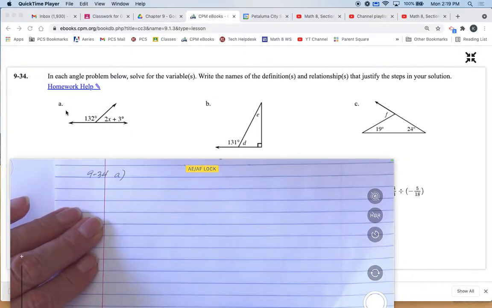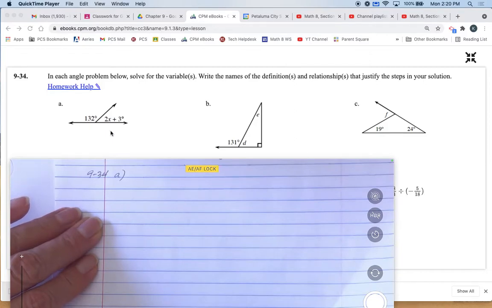9-34, and we're going to start out with A, but let's read the problem first. In each angle problem below, solve for the variables. Write the names of the definitions and relationships that justify the steps in your solution. Okay, so I'm going to be using some of those relationships that we've been learning about for angles in order to figure out what x is.